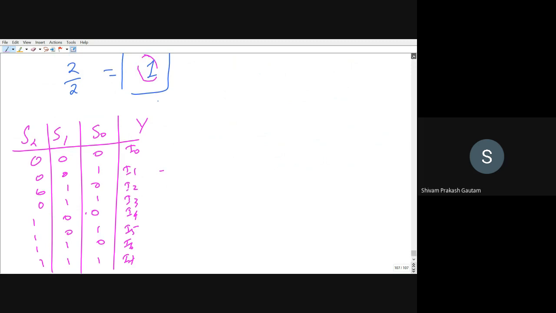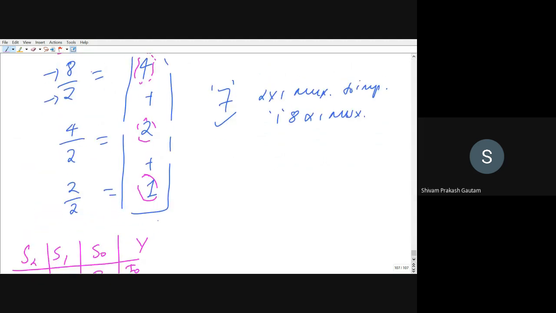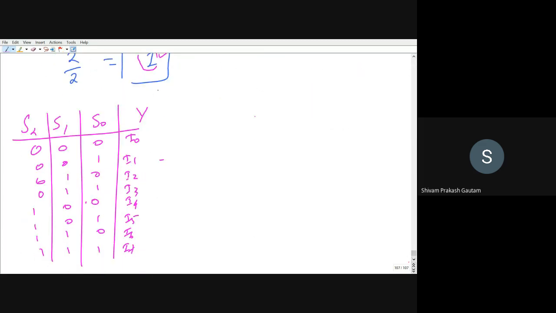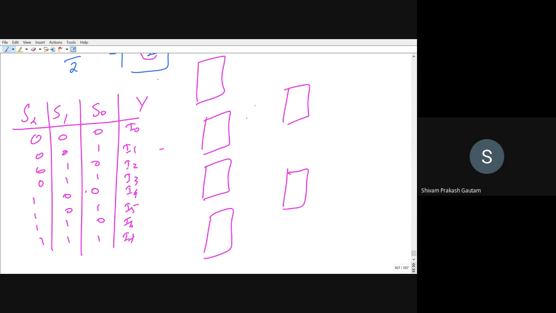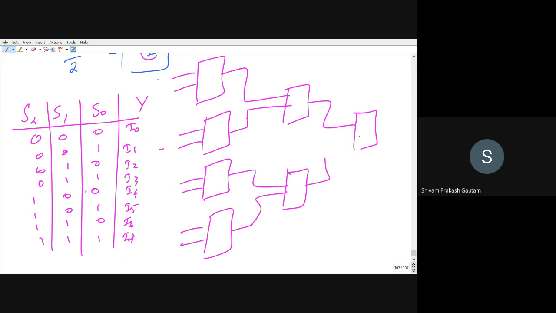Now we have to use only 2x1 mux. So you can see for the first stage we will be using 4 multiplexers, then 2 multiplexers, then 1 multiplexer. So just pay attention. We have 2x1 multiplexers here, then 2x1 multiplexers here, and then finally a 2x1 multiplexer. 2 inputs are here, the output is 1 and flows here. The output of these 2 will flow into this mux, and the output of this mux will flow here. Okay, all of those have only one select line.